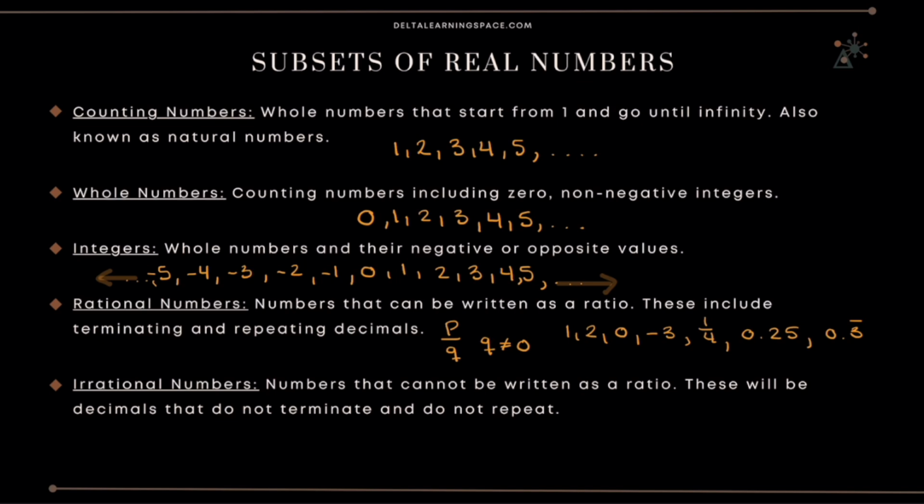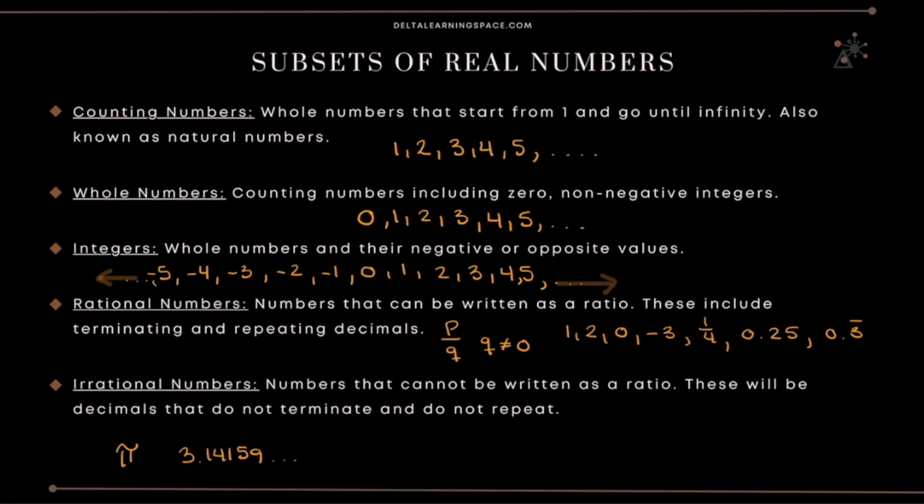On the irrational side of things, these will be numbers that cannot be written as a ratio. These will be decimals that do not terminate and do not repeat. Here we'll just give a few examples. Our first example will be the math constant pi, and we will estimate that at 3.14159.